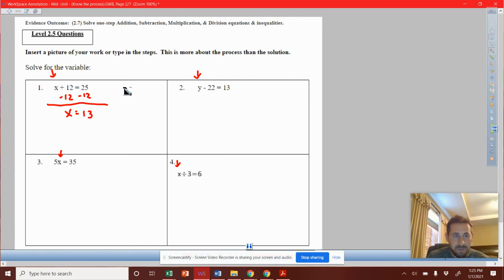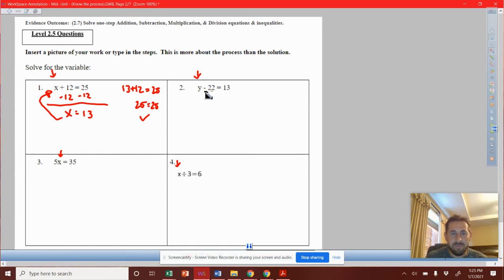And then maybe you showed me, if you took the time, you put 13 plus 12 equals 25. And you got 25 equals 25. So you're plugging that answer back in to see if it worked. And you showed me, great, it worked.